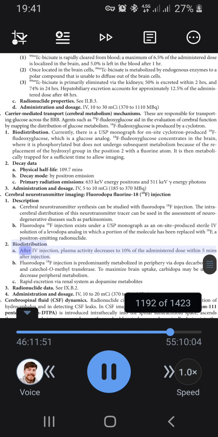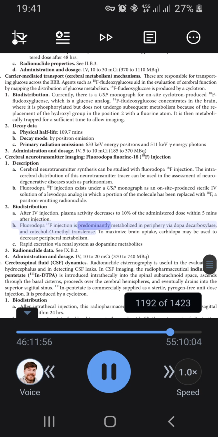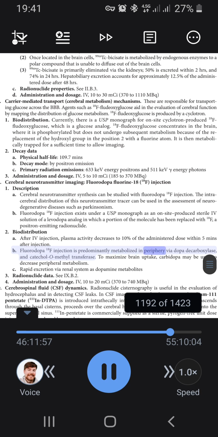2. Biodistribution. A. After IV injection, plasma activity decreases to 10% of the administered dose within 5 minutes after injection. B. Fluorodopa F 18 injection is predominantly metabolized in the periphery via dopa decarboxylase and catechol-O-methyltransferase. To maximize brain uptake, carbidopa may be used to decrease peripheral metabolism. C. Rapid excretion via the renal system as dopamine metabolites.